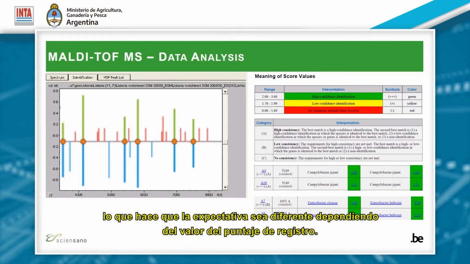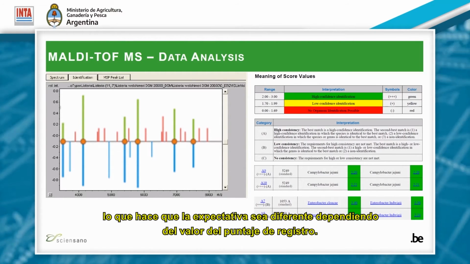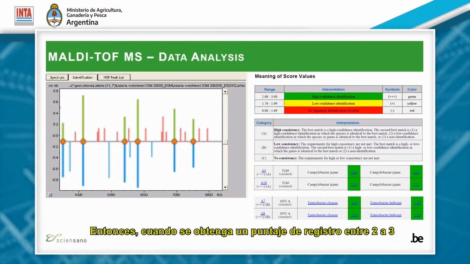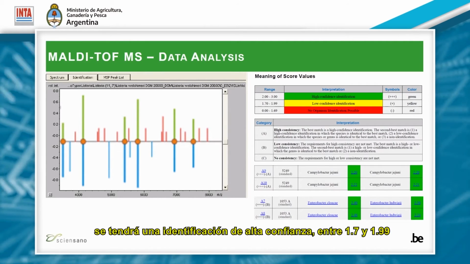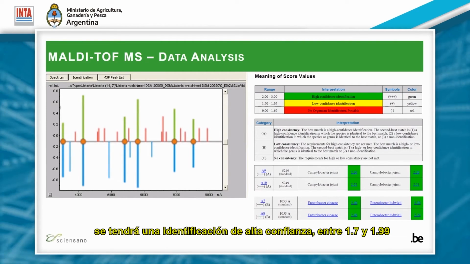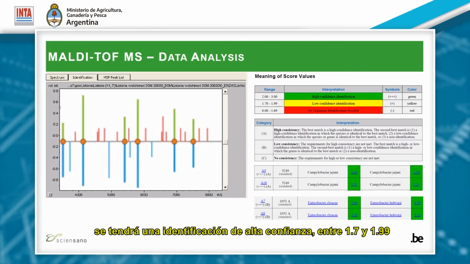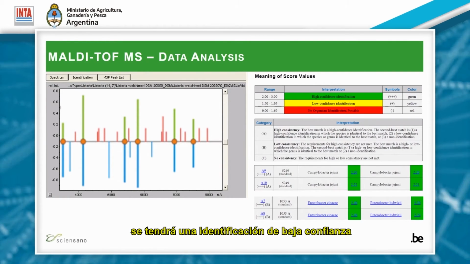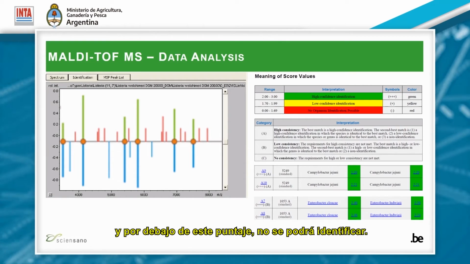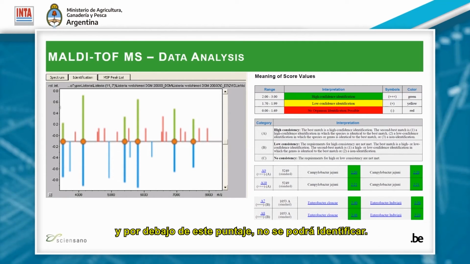Depending on the value of the log score, the interpretation is different. When you have a log score between 2 and 3, you will have a high confidence identification. Between 1.7 and 1.99, you have a low confidence identification. And below that, you have no identification possible.